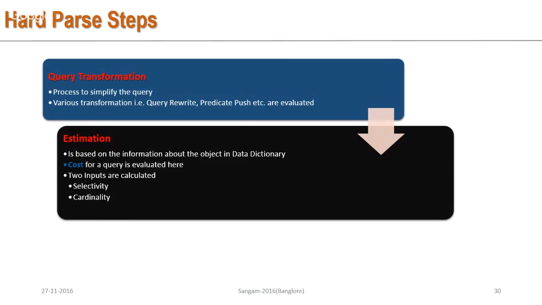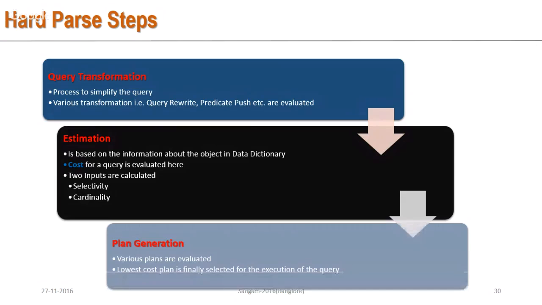And the final thing after the estimation phase, or the costing calculation, is the searching for the plan, which is the plan generation phase. The idea is that based upon the cost calculated in the second step, Oracle is going to try to find out, for that particular cost, what permutations are possible for the particular query to run. That means how many plans are exactly possible for that query.